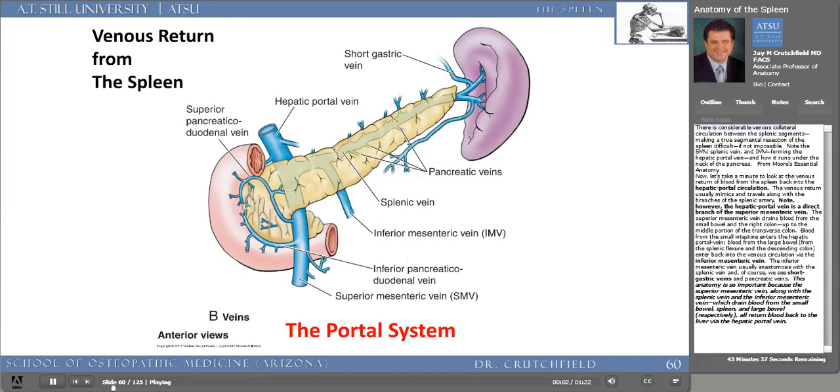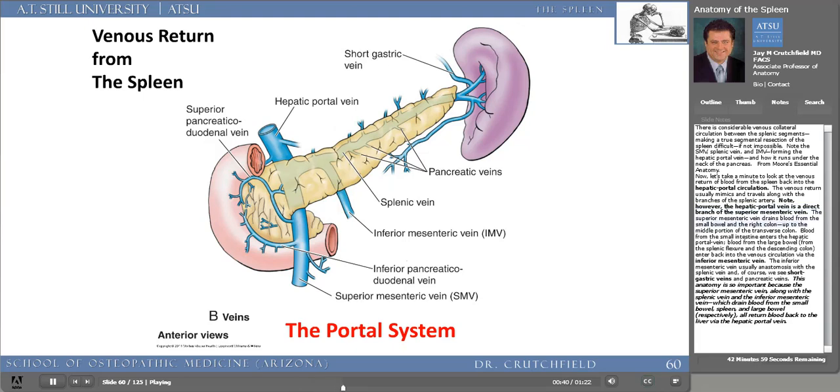Now let's take a minute to look at the venous return of blood from the spleen back into the hepatic portal circulation. It usually mimics and travels along with the branches of the splenic artery. Note, however, that the hepatic portal vein is a direct branch of the superior mesenteric vein. The superior mesenteric vein drains blood from the small bowel and the right colon up to the middle portion of the transverse colon. Blood from the small bowel enters the hepatic portal vein.